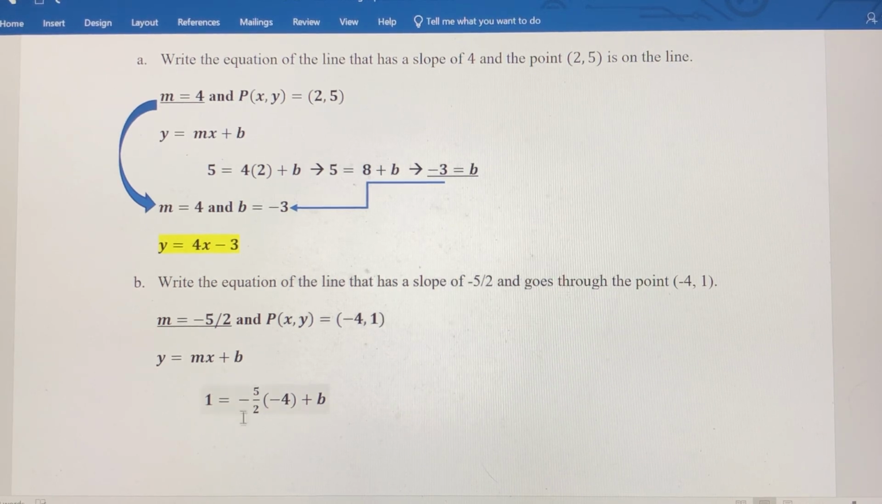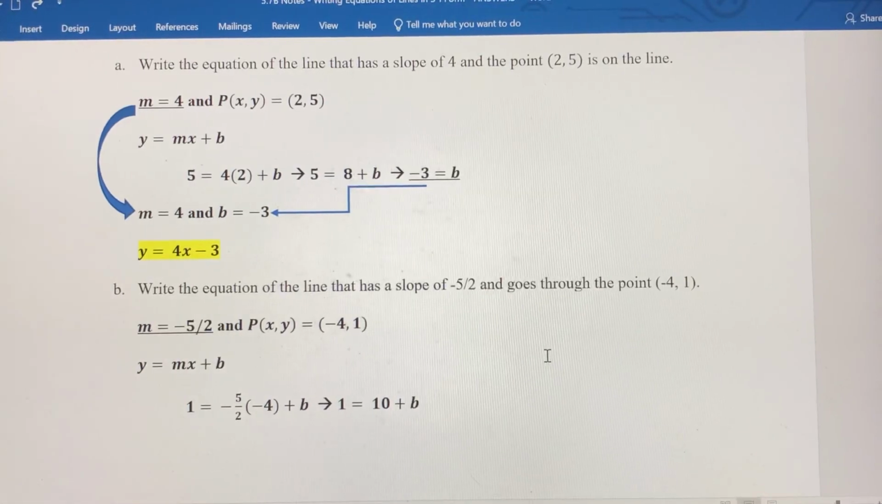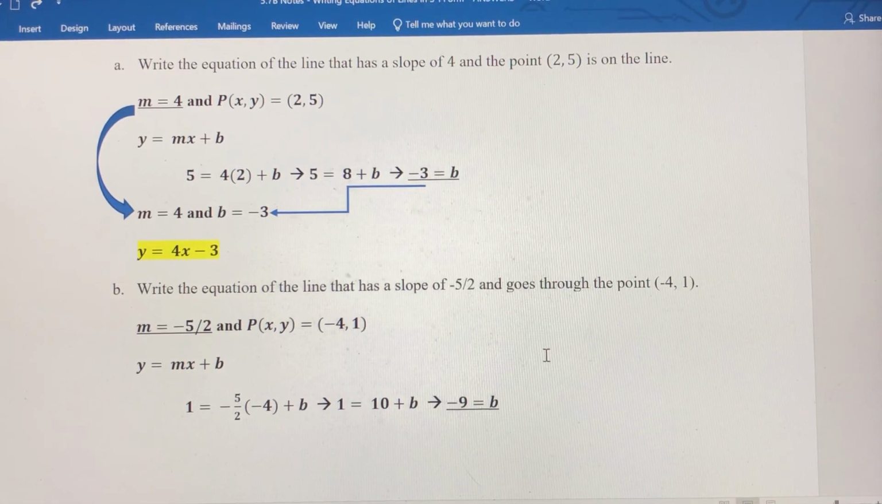So when I multiplied -5/2 times -4 here, I get a negative times a negative, that's a positive. And then I've got 5 times 4, which is 20, over 2. So 20 over 2 is 10. So I should get 1 equals 10 plus b. Now I'm going to subtract 10 from both sides. So my y-intercept is -9, okay?